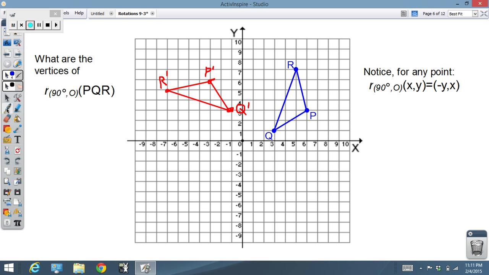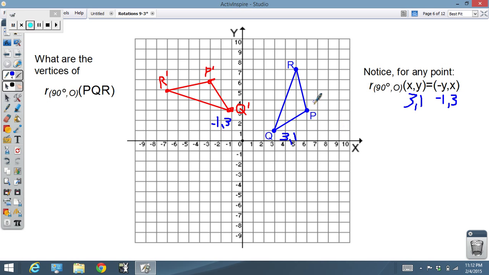For any point, notice how we change the x coordinate on each point to what corresponds to negative y, x. So in other words, look at Q. That's at 3, 1. Well, when I did the rotation, I ended up with negative 1, 3. Okay, so I took 3, 1, and I changed it. Took y, made it negative, and put it first, and x came out the same and listed it second.